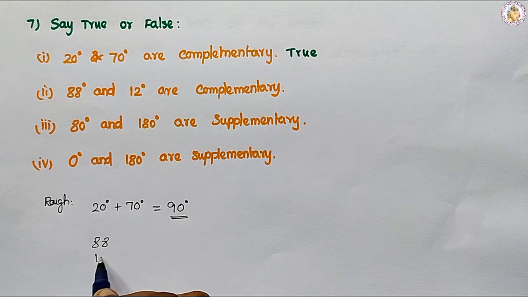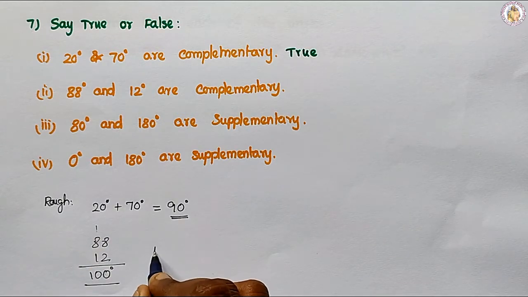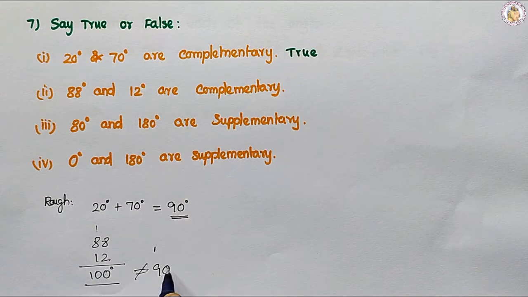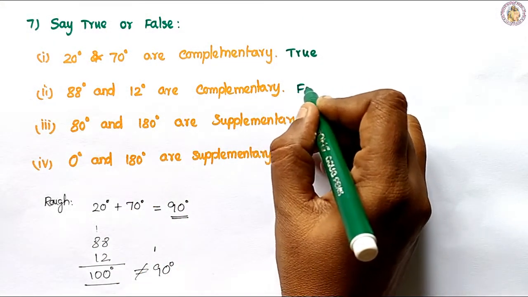Next one, 88 degree and 12 degree. 88 plus 12, 100 degree. It comes 100 degree, that is not equal to 90 degree. So that is not complementary, but they given complementary. So that is false.